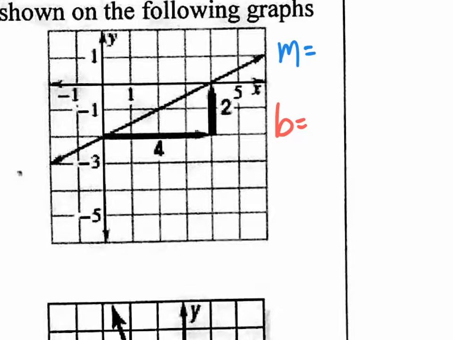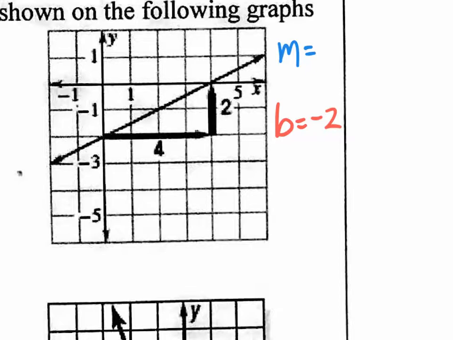-2, that's right. So the b value is simply where it crosses the y. It doesn't cross at 0, it doesn't cross at 1. It crosses right here, and that's the -2 value on the y-axis. So the b value is -2. So we know that it crosses the y-axis at -2. Now, let's look at the slope.